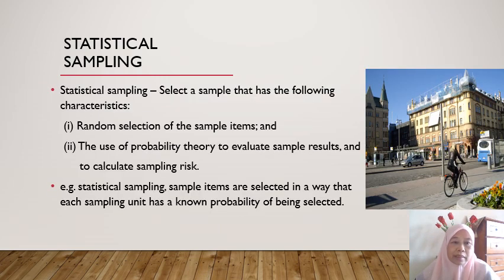Let's look at statistical sampling and how it is different from non-statistical sampling. For statistical sampling, the sample that has been selected has two characteristics. One is that the items selected to be in the sample are randomly selected from the population. And the other is the use of probability theory to evaluate the sample results and to calculate the sampling risk.